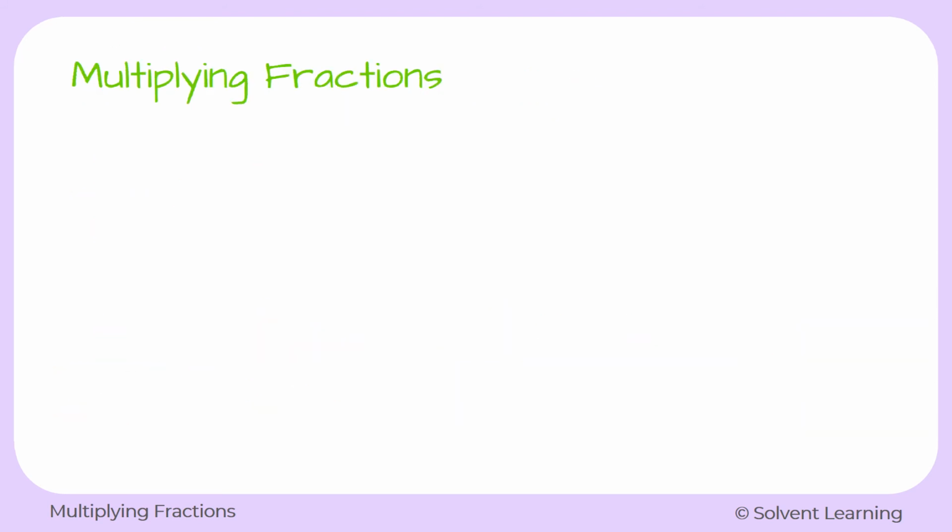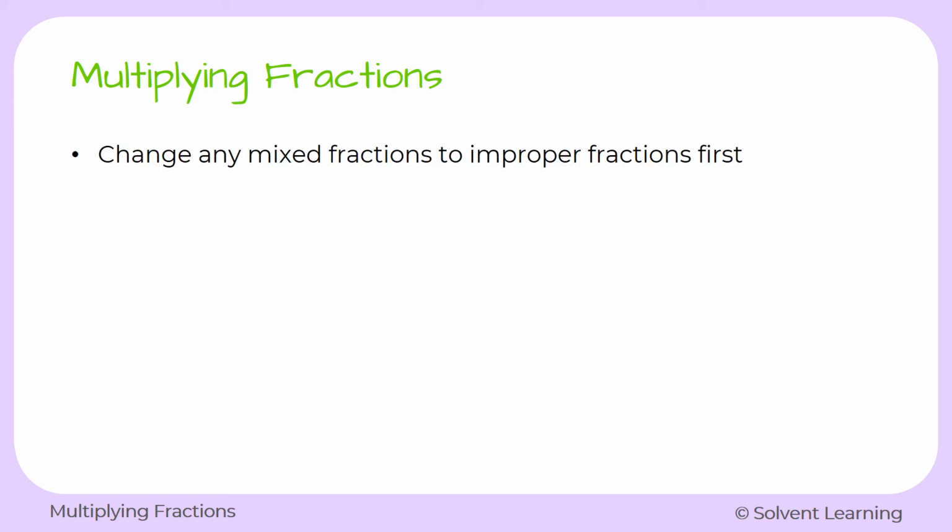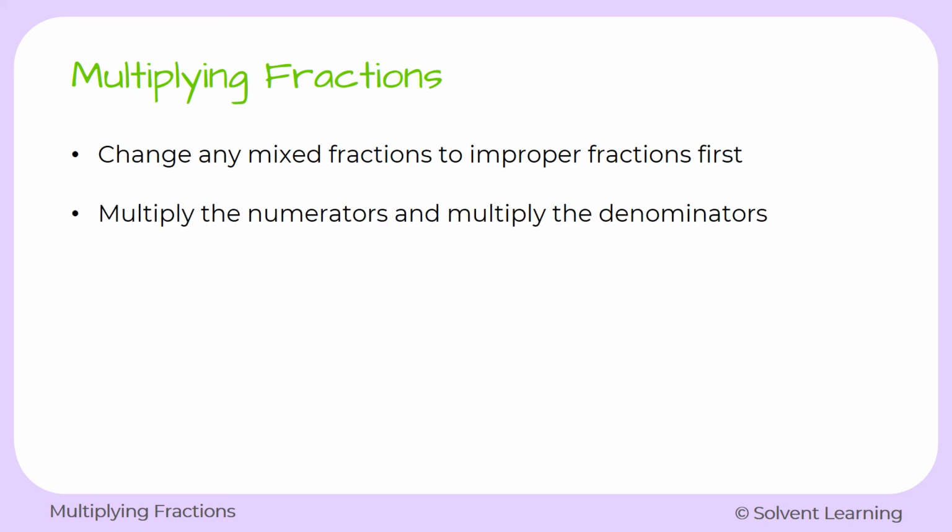So now you have two different strategies for multiplying the fractions. But either way, we want to make sure that if the fractions that we're given start off as mixed fractions, you always want to change them to improper fractions first. So that's one thing to keep in mind. If you start off with a mixed fraction, change it to an improper fraction first. And then we just multiply the numerators and multiply the denominators together, right?